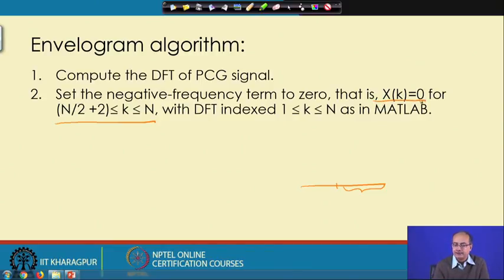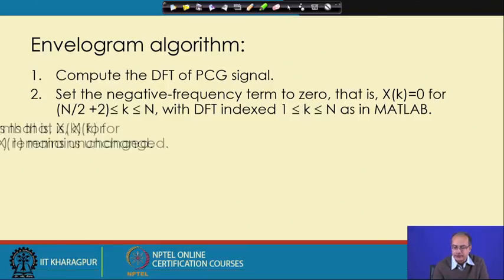And for the positive part, we have to increase the value. The first one, the DC value, will remain the same. So, that is what we are doing step by step here.